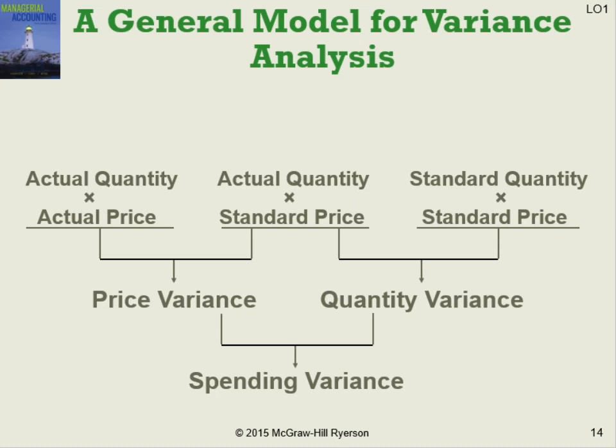The other, on the right hand side of the table, we see the standard quantity times the standard price, and we're comparing that to the actual quantity times the standard price. So we're assuming we paid the standard price for our materials, and we're comparing the actual quantity, and the difference in quantity multiplied by the standard price gives us a measure of the quantity variance. The total of the price variance and the quantity variance is the total variance or spending variance for materials.